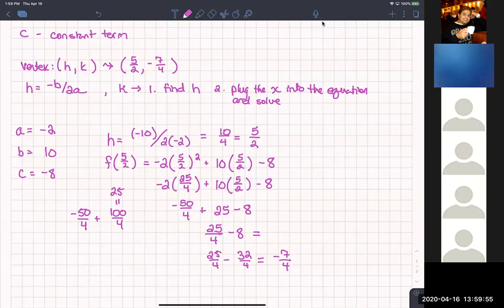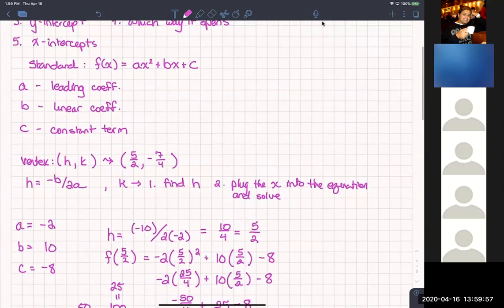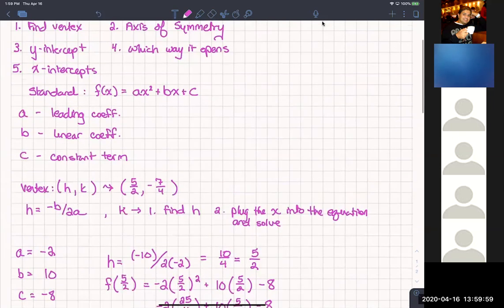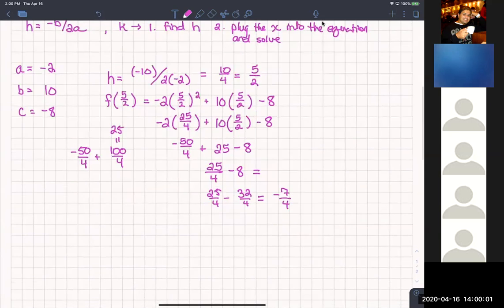Now, the next thing we're going to find is the axis of symmetry. And the axis of symmetry, remember, is just x equals h. And we found h to be 5/2, so the axis of symmetry is x equals 5/2. Remember, the axis of symmetry is a vertical line along which you can fold the parabola and half of it will land on the other half. Okay.